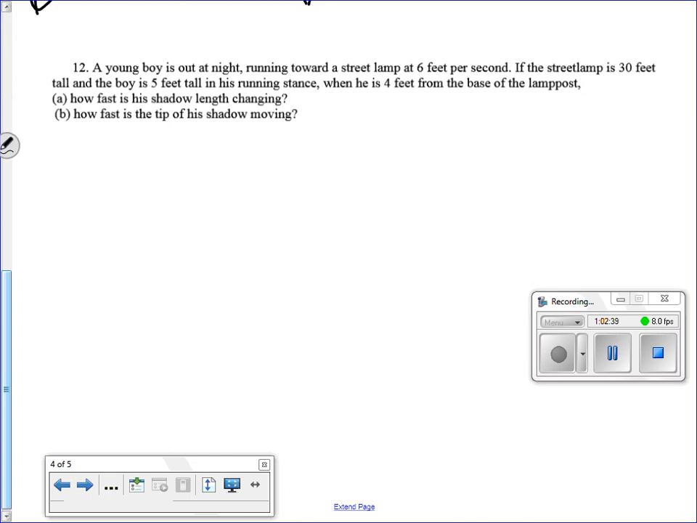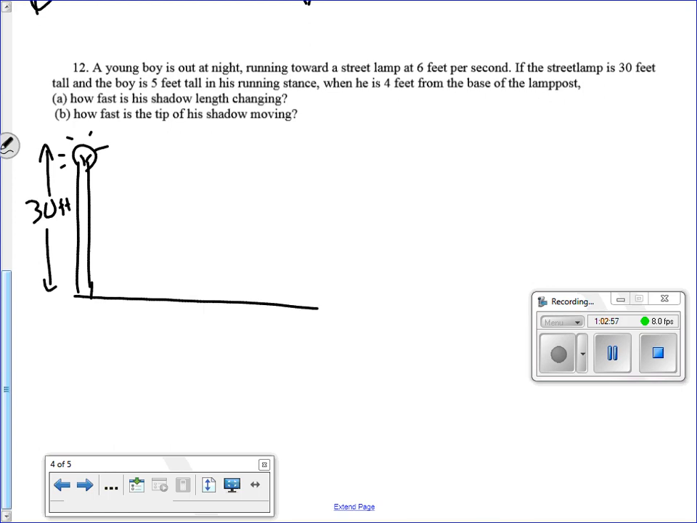All right, so in this next problem, you've got a 30-foot lamppost. I'll just put that here. That's my lamppost. That's a big light bulb. All right, that's 30 feet. Then you have some 5-foot kid. That's him. And which way is he going? He's running at night, running toward a street light. So I'll make him running this way. All right, he's running toward the street light at 6 feet per second.